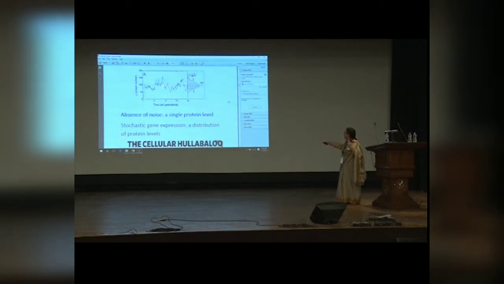This is the mean level, the solid line, but in an actual experiment you will see lots of fluctuations around the mean level. So in the absence of noise, you have a single protein level, but due to the stochastic nature of gene expression, you now get a distribution of protein levels, and the width, the variance, gives you a measure of noise.